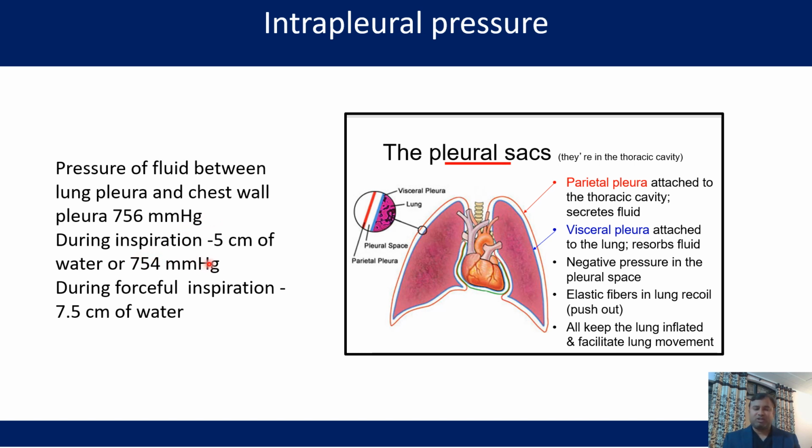So during inspiration, the value of intrapleural pressure is -5 cm of water, or 754 mmHg. While during forceful inspiration, the value of the intrapleural pressure is -7.5 cm of water.